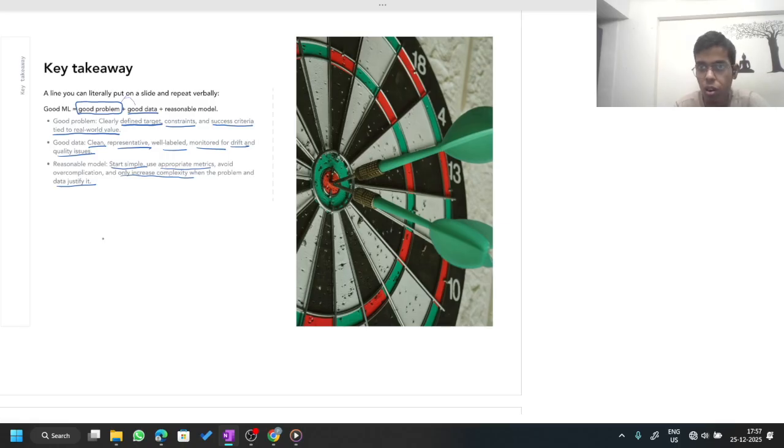So yeah, that was a brief introduction of how you can use machine learning, what problem it tries to solve, what are the general tactics to approach any problem which can be solved using machine learning.